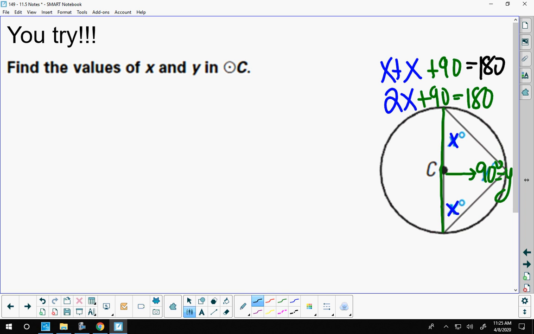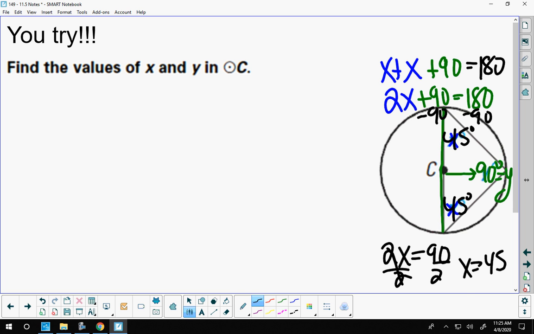Let's subtract 90 from both sides. And we get 2x equals 90. Divide 90 by 2, and we get x equals 45. So both of these angle measures are 45 degrees. So y is 90 and x equals 45. So in chapter 10, we learned about 45, 45, 90 triangles, and this is one of them.